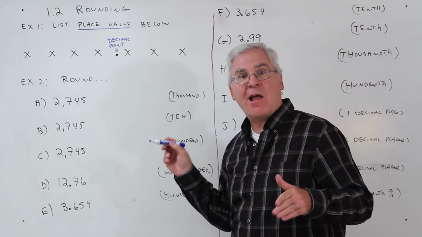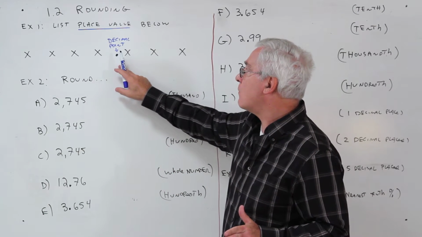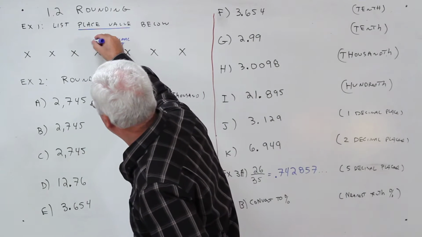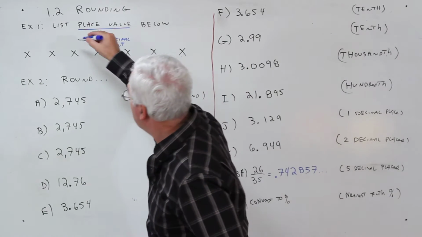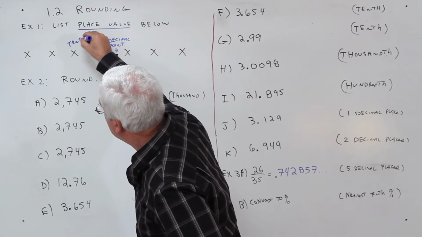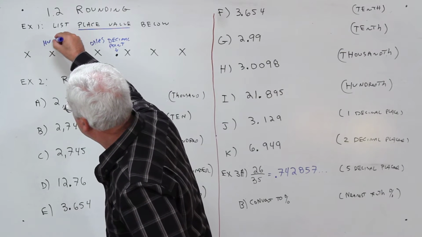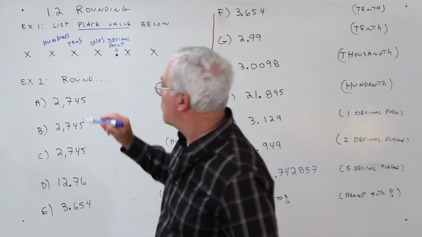So before we get to rounding, you need to know place value. So here's a decimal place. We'll just go in order. The first thing is the ones place. After the ones comes the tens. After the tens comes the hundreds. And after the hundreds comes the thousands.